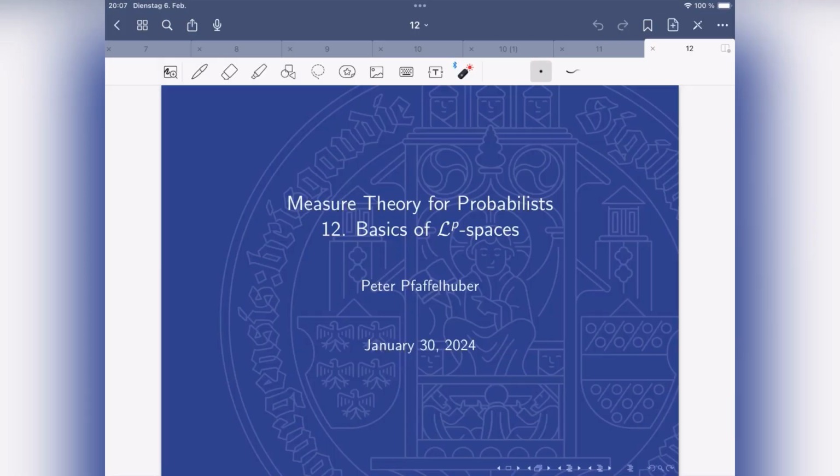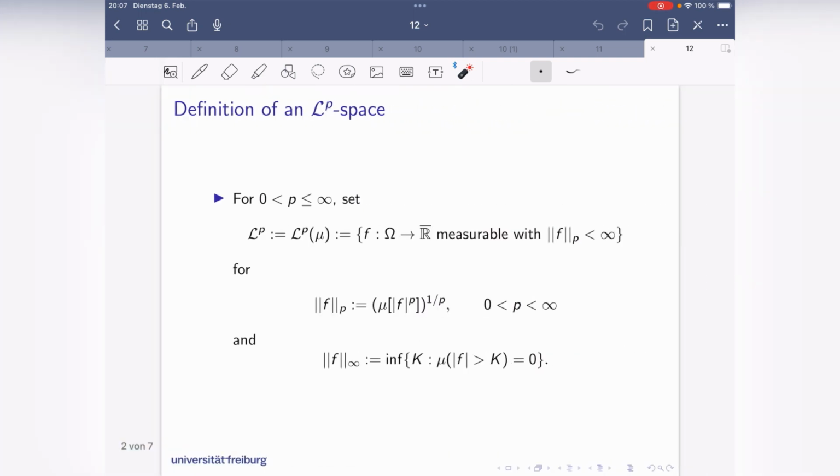of functions such that for this function f, f to the power of p is integrable. So let's start. So what are LP spaces to start with? Here we have the definition. So p is some number bigger than 0, can also be infinity. Let's see what that means in a moment.